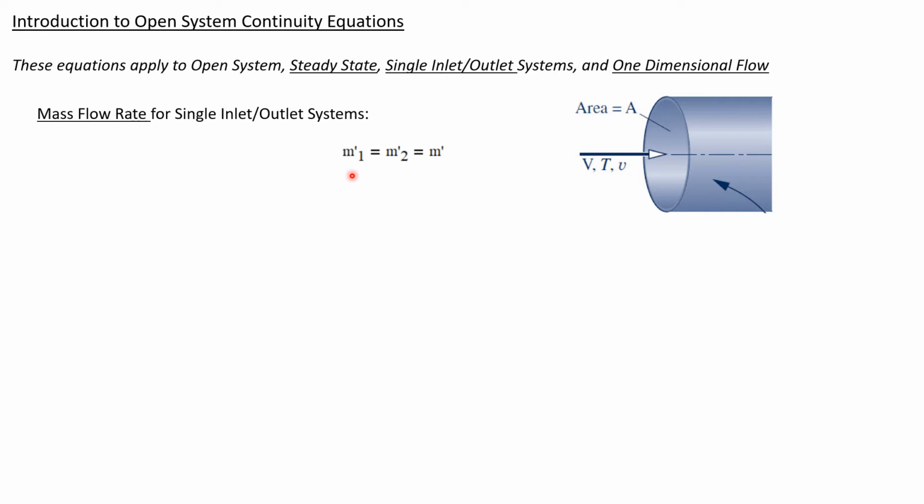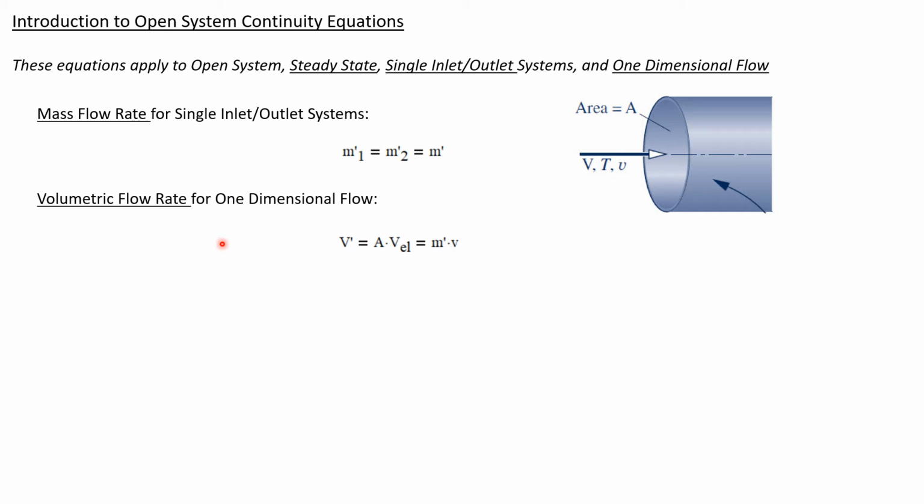The first continuity equation says that the mass flow rate at the inlet is equal to the mass flow rate at the exit, or we'll just call it the mass flow rate since they're the same thing. And we'll use a small m, and we'll call it m dot. I cannot place a dot over an m, so I've used a prime here, but we'll read that as m dot.